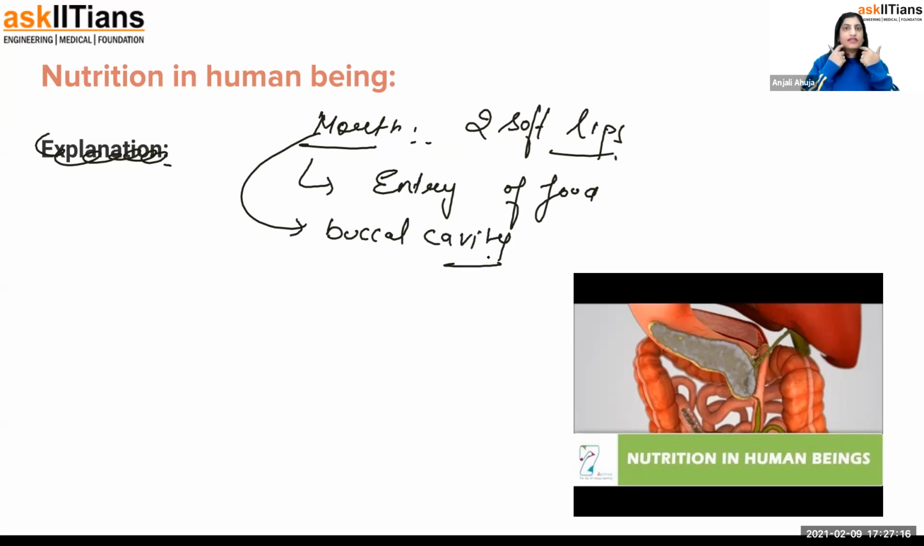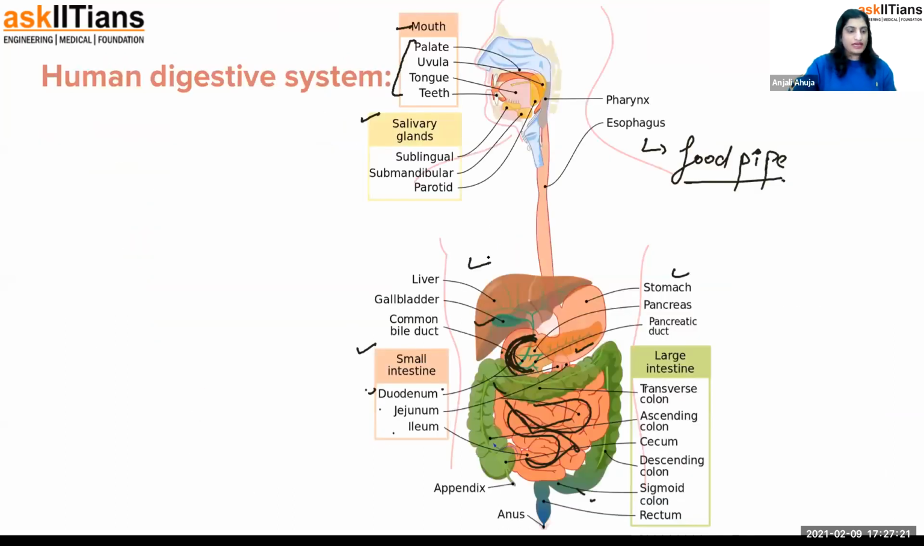Into the buccal cavity, there are many things present. I'll explain in the diagram. In the buccal cavity, there are teeth, tongue, upper jaw, lower jaw, and internal structures. In the diagram, you see there is the palate, the hard palate. Actually, there are two palates. The front one is hard, and the back one is comparatively soft. When you touch it, it's very tingling. The uvula is the little thing hanging there when you open your mouth, and then there are the tongue and the teeth.